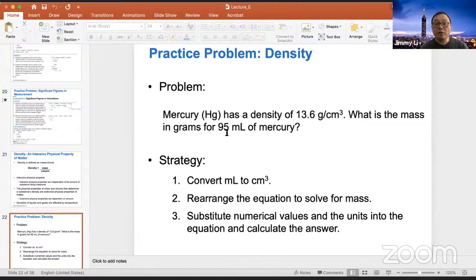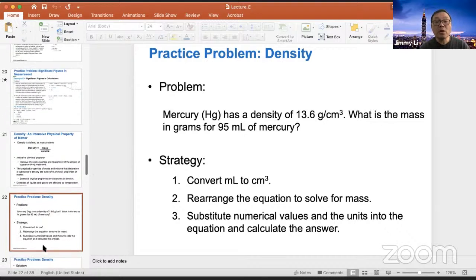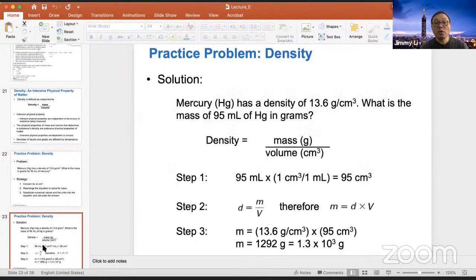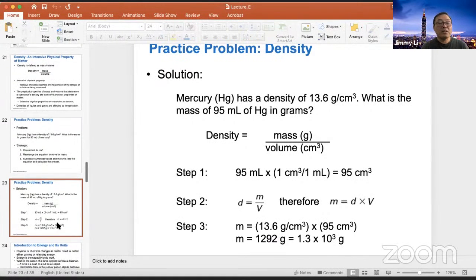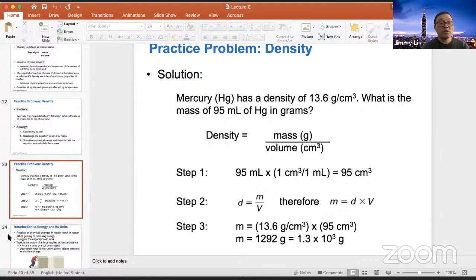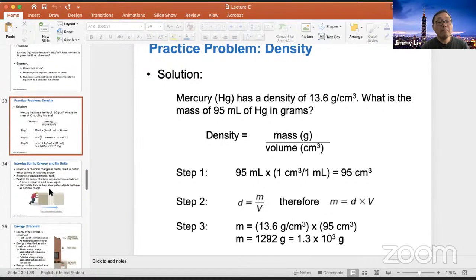Then you're going to be wondering, wow, you got two different units here. You got milliliter and cubic centimeter. But luckily, a milliliter and a cubic centimeter are the same. So that's easy. So we are done. You can see that 13.6 has 3 significant figures, and 95 has 2 significant figures. So we got 2 significant figures, and that is just our final answer. Okay.